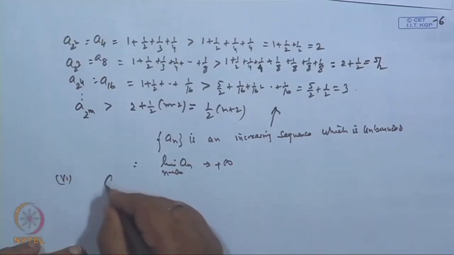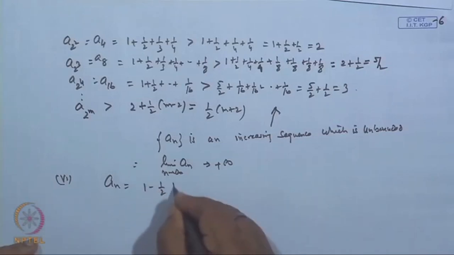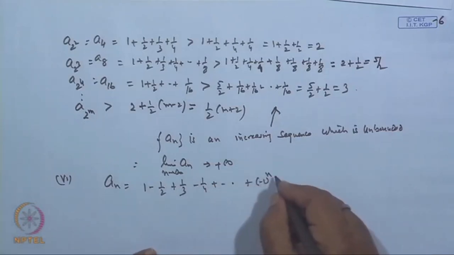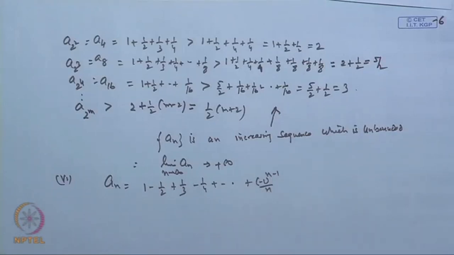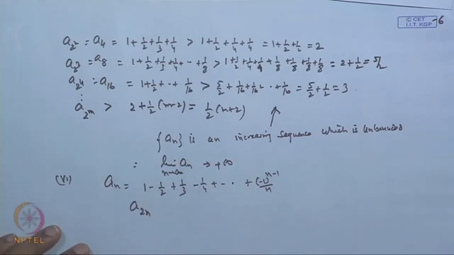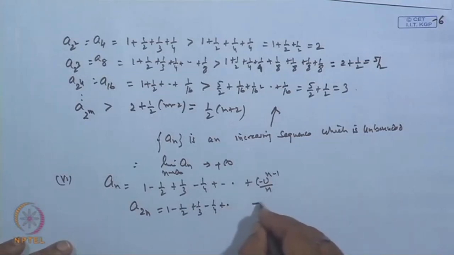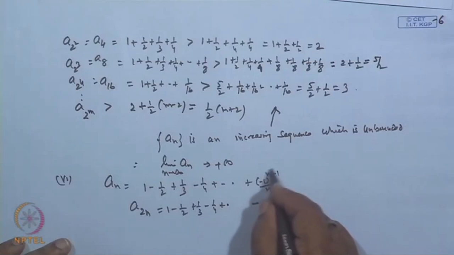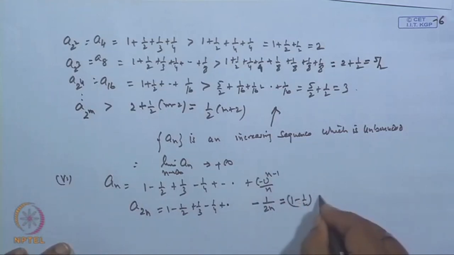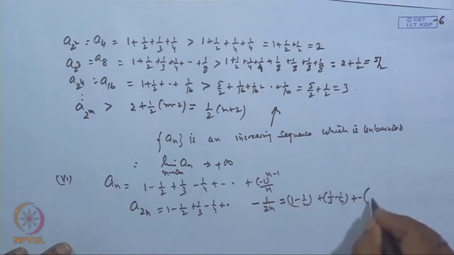suppose we have a sequence a_n is 1 minus half plus 1 third minus 1 by 4 and so on, plus or minus, 1 to the power n minus 1 by n. Alternate positive and negative terms. We claim this sequence converges. How? Take a_2n, the even number of terms: this is 1 minus half plus 1 third minus 1 fourth and so on, and the last term, since n is even, n minus 1 becomes odd, so you get minus 1 by 2n. Now, we can write it like this: 1 minus half plus 1 third minus 1 fourth and then plus 1 by 2n minus 1.